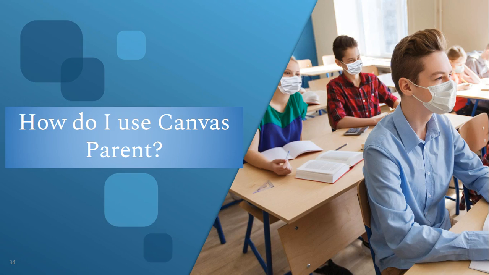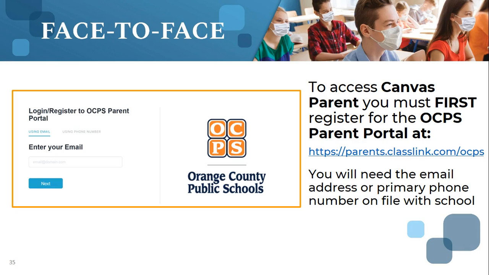All of your child's classes will be in Canvas. To monitor what your child is doing in Canvas, you need to use Canvas Parent. To use Canvas Parent, you must first register for the OCPS Parent Portal. The OCPS Parent Portal is like the parent version of Launchpad. It is where you go to log in to all the things you need as a parent, like Skyward Family Access and Canvas Parent. To register, you will need the email address or primary phone number on file with our school. If you try an email address or phone number and it does not work, then we may have the wrong information on file for you at school, and you should call us. We can help.